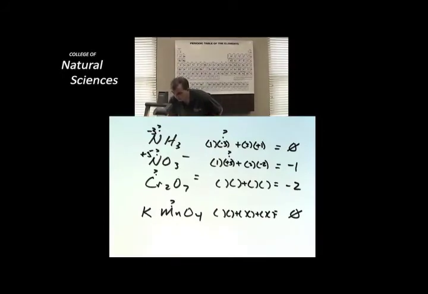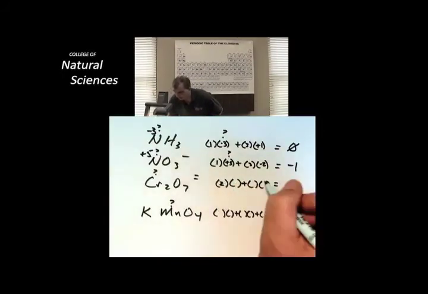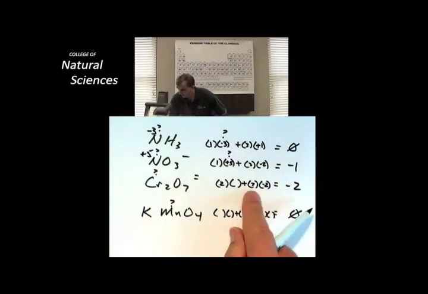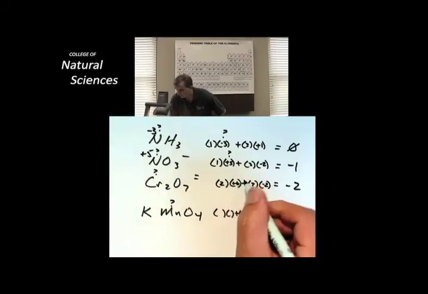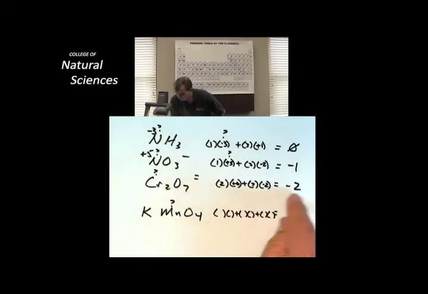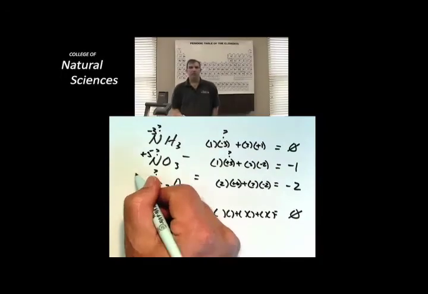So I've got 2 chromiums. I've got 7 oxygens, which are minus 2. Put the numbers in here. That's minus 14. That must make this plus 6. Because 12 plus minus 14 is minus 2. So my chromiums each have a plus 6 value here.